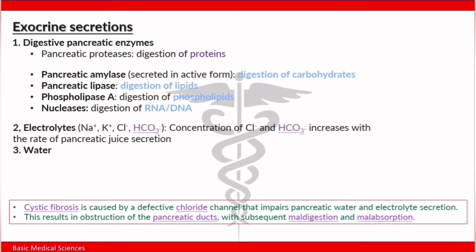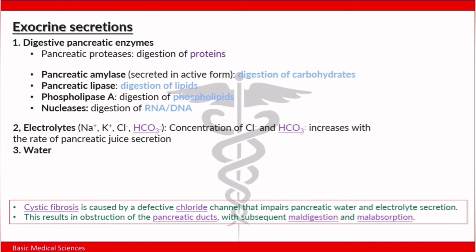Number two, I mentioned the electrolytes. So the most important ones are sodium, potassium, chloride, and bicarbonate, right? And we'll talk more about this later. The concentration of chloride and bicarbonate increases with the rate of pancreatic juice secretion. And the third component is water.